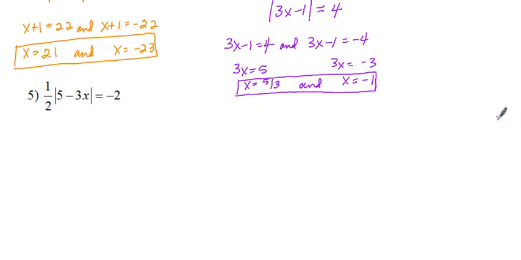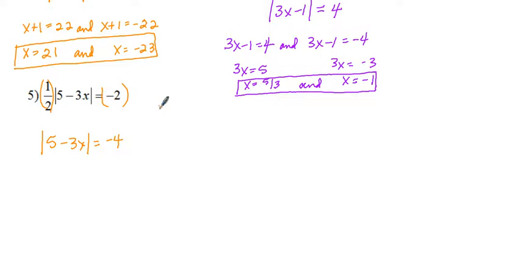Number 5. We need to isolate the absolute value portion. The first thing we do for number 5 is multiply both sides by 2. To get rid of this 1/2, we have to multiply both sides by 2. So when I multiply this side by 2, I get 5 minus 3x in the absolute value, and I get negative 4 for the right-hand side.